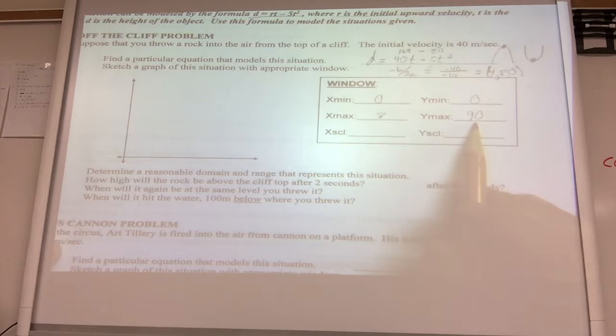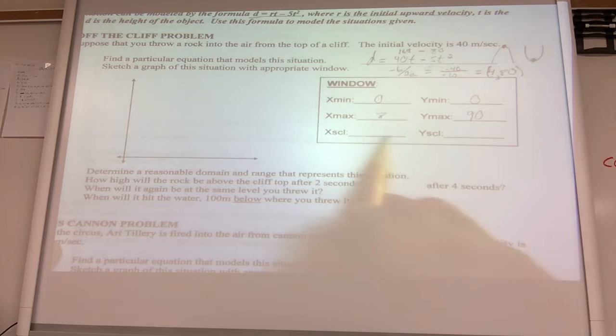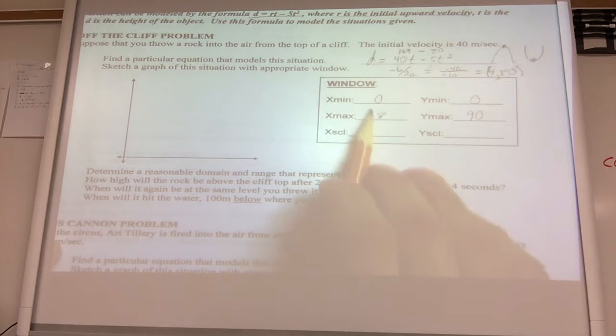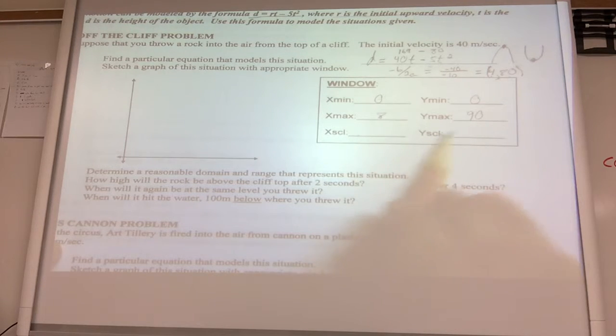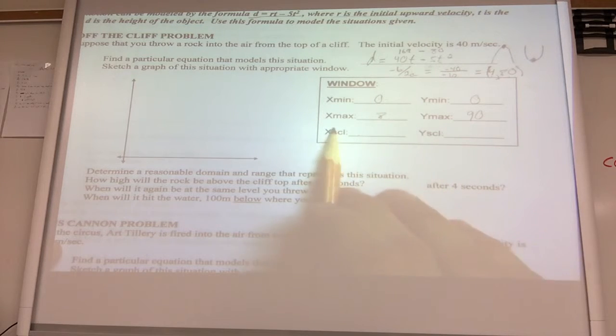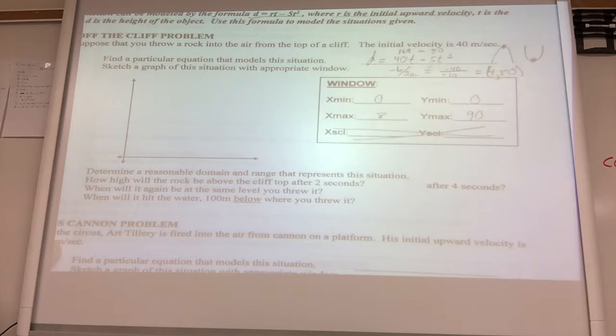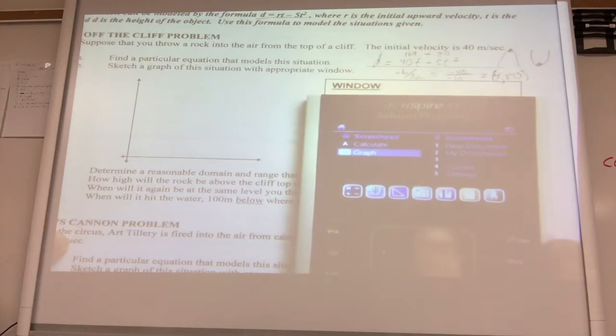And then the scale, I usually don't even worry about this. You could go by 10s, you can go by 5s, however you want to do that. For the x scale, I'd probably go by 1s just because it goes all the way up to 8. But the y scale goes up to 90, so I'd maybe go by 5s or 10s. I'm not really going to worry about this right now. Okay, so now I'm going to go ahead and graph this.